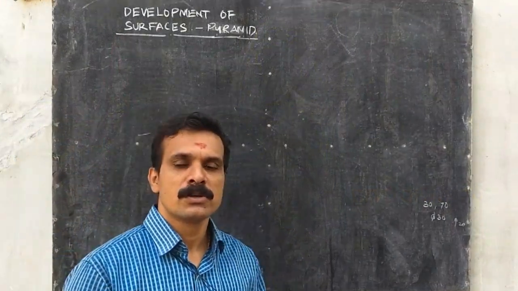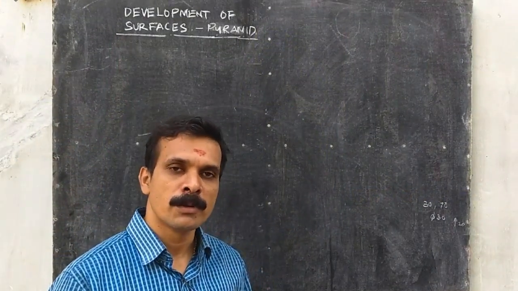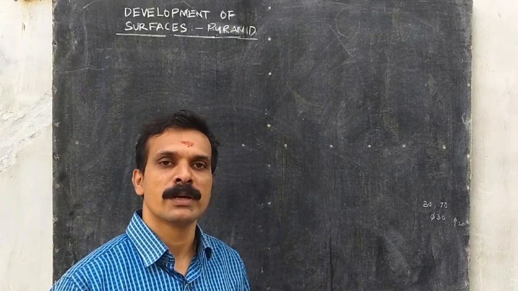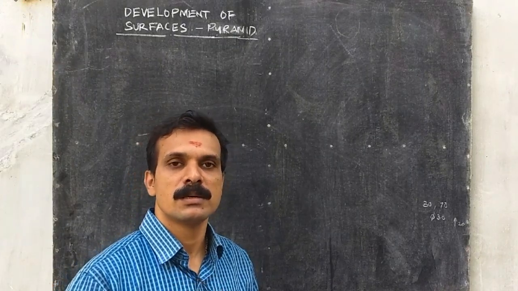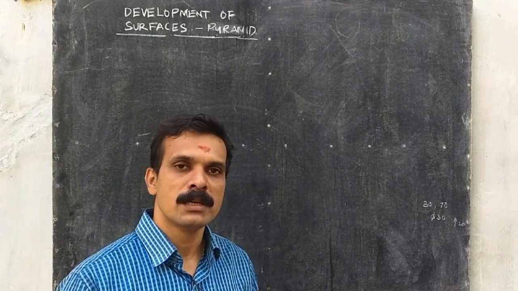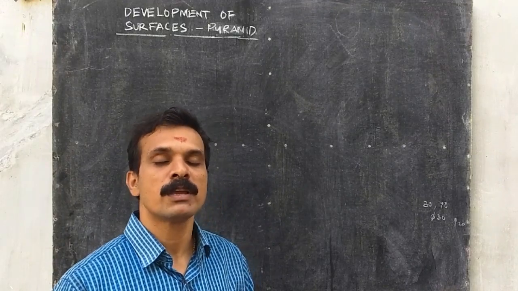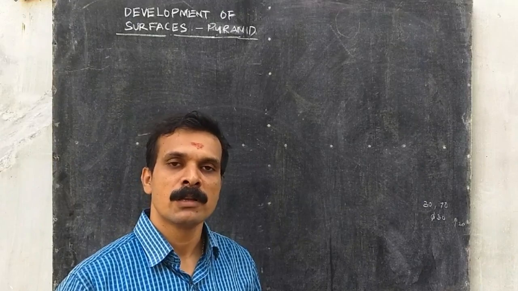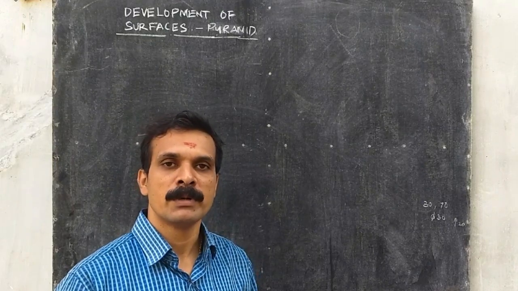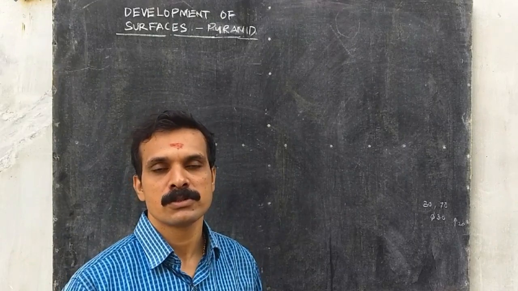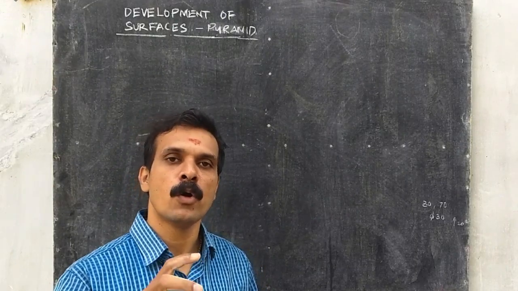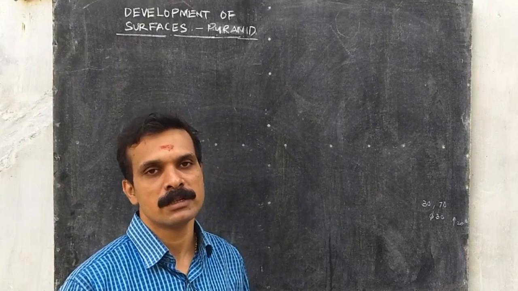Hello friends, so we have seen how to construct the development of a prism as well as a pyramid, right? So in this problem we are going to see how we can construct the development of a pyramid where a hole is in the pyramid. Okay, so there is a hexagonal pyramid with a hole and we have to construct the development.